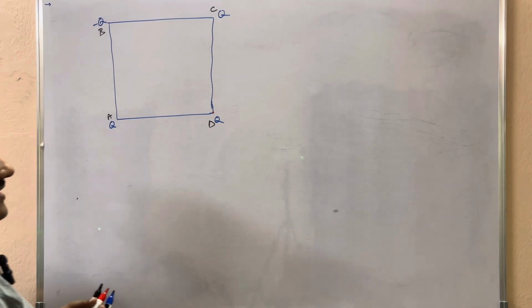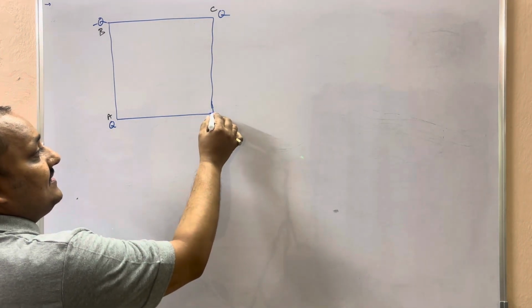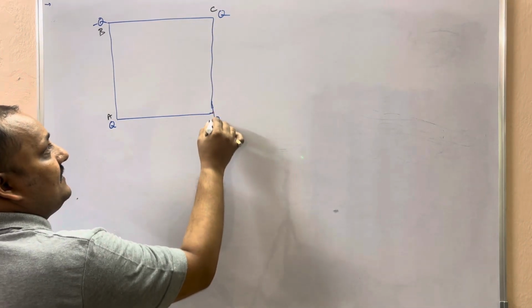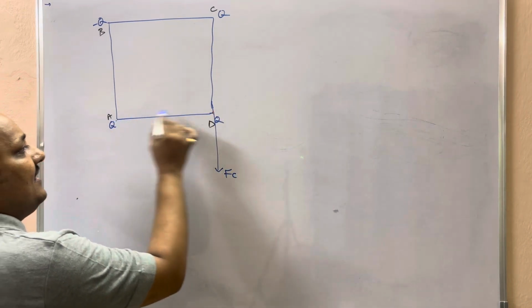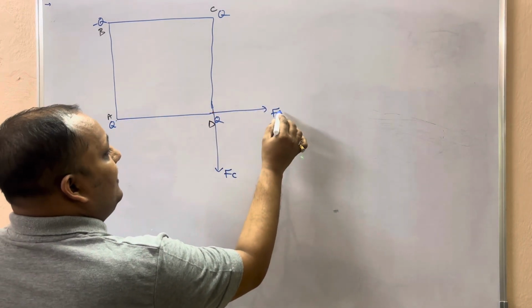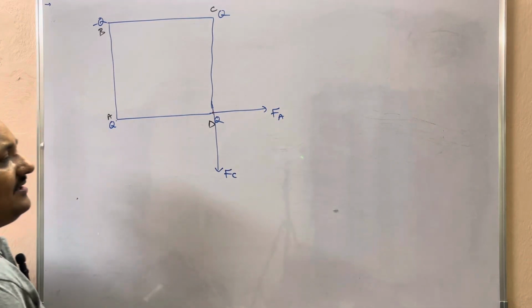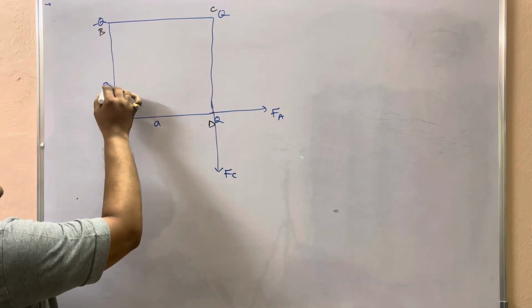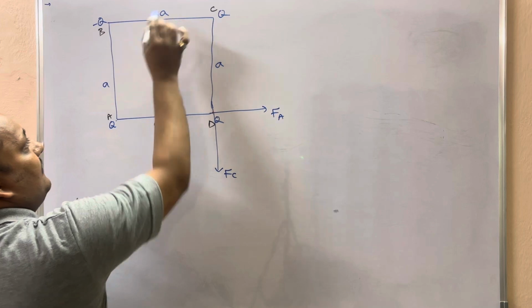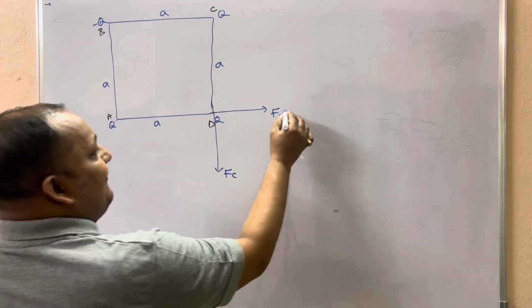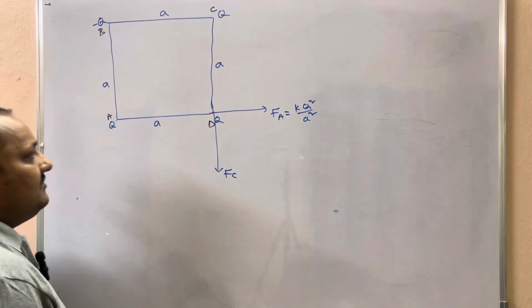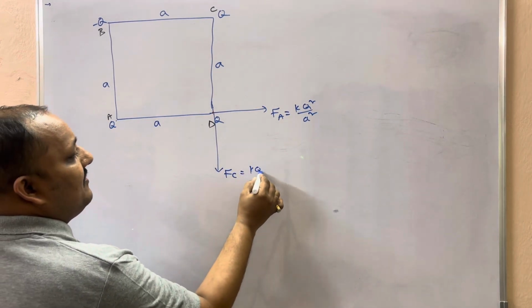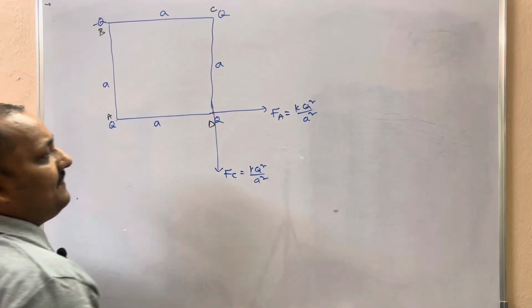If you want to calculate, this charge is repelled by C. This is going to be Fc. This charge is repelled by A. That is going to be Fa. Correct? I am taking each side as small a. So what is Fa? K q square by a square. What is Fc? This is also the same, K q square by a square.